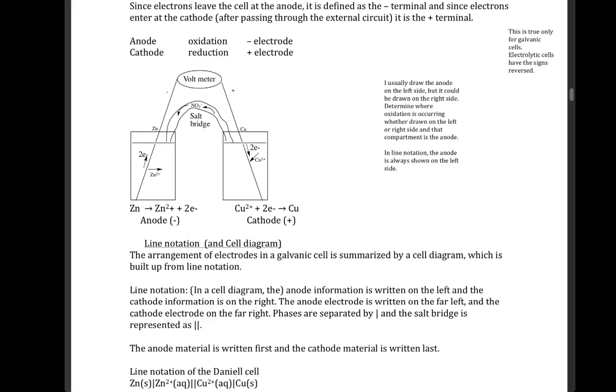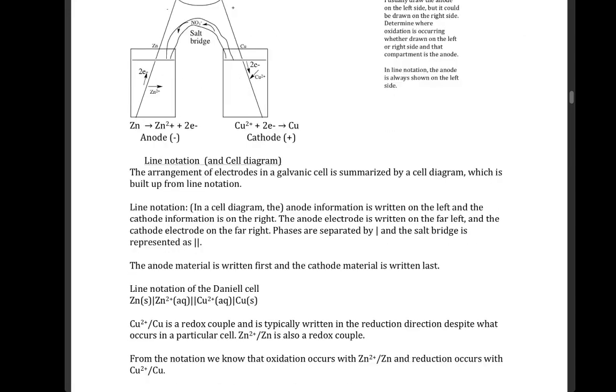Okay, so a summary of what we talked about. Anode, oxidation, negative electrode; cathode, reduction, positive electrode. This plus and minus connected to the anode and the cathode is true for galvanic cells. It turns out electrolytic cells have the opposite signs associated with them because that's a reaction we're having to force to go in the way it does not want to spontaneously go.